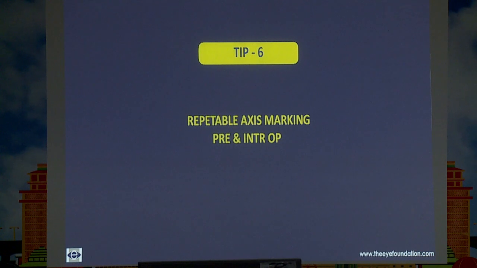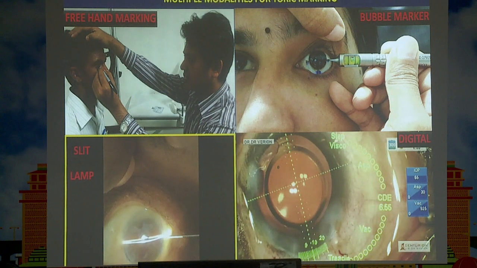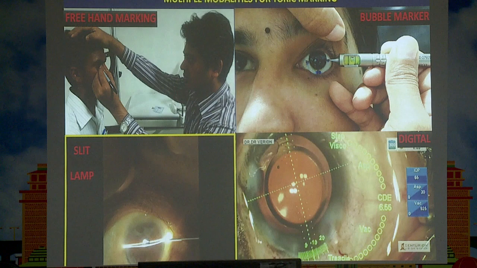Repeatable axis marking pre- and intraoperatively is extremely important. Depending on whatever you are familiar with, you can use any of these modalities. If you have a digital marking system, that's of great use as far as getting excellent positioning of these lenses is concerned. But if you have good experience with any of these systems, that will also work well. I personally most often use a digital marking device on the operating microscope. But before that, I used to go with the slit lamp, where with the undilated pupil we used to mark the 0-180 degrees axis, and then subsequently do a marking during the surgery.